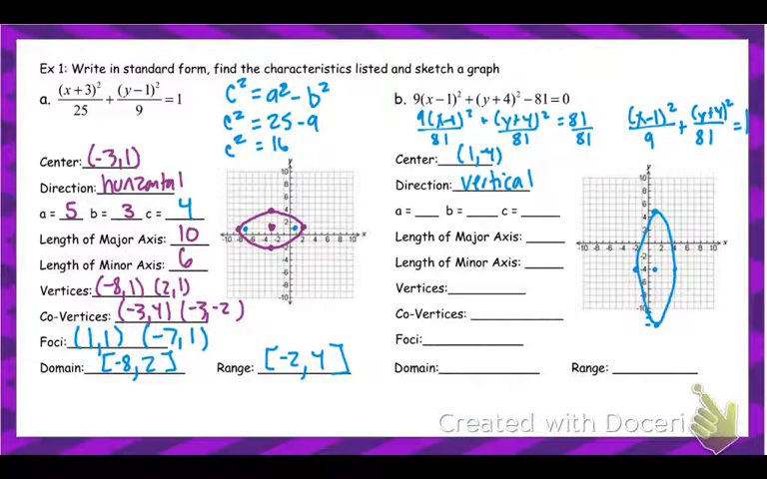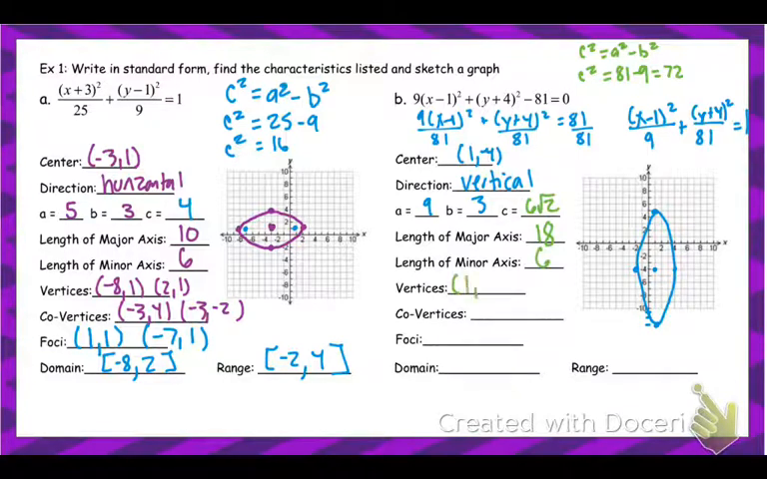The A value on this one actually was 9 because, again, it has to be the larger one. The B was 3. So to find my C value, C squared is A squared minus B squared. That means that C squared is going to be 81 minus 9, which is 72. So C is the square root of 72, which is 6 root 2. Major axis in this case is the vertical one, so that's 18. Minor axis is horizontal, which is 6.